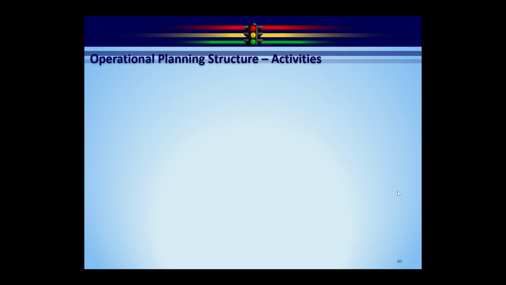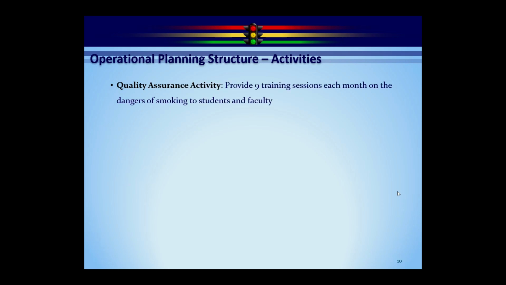The least common type of activity used in the system is the quality assurance activity. The reason for that is that it's always got to be something that's replicable, that's moving along. In this case, provide 9 training sessions each month. So the month is the frequency. How often are we repeating this on the dangers of smoking to students and faculty? And the other thing that this particular activity does, the project-based activity only sets the traffic light automatically when you get to 100%. It sets it to gold. In this case, it sets the green, yellow, and red based on values you provide.